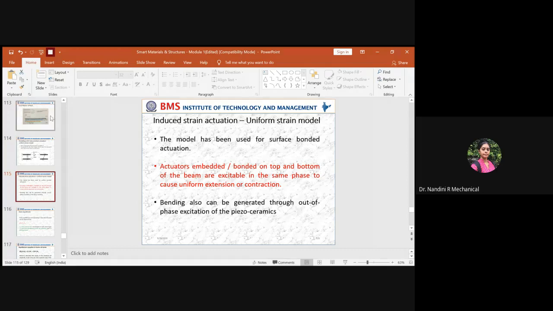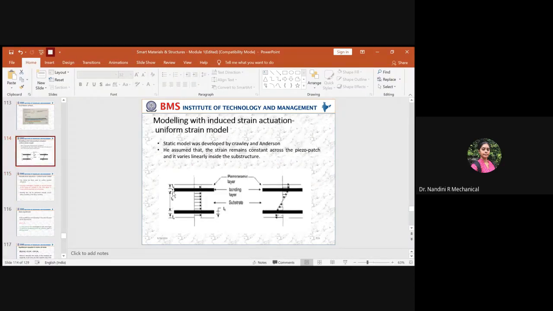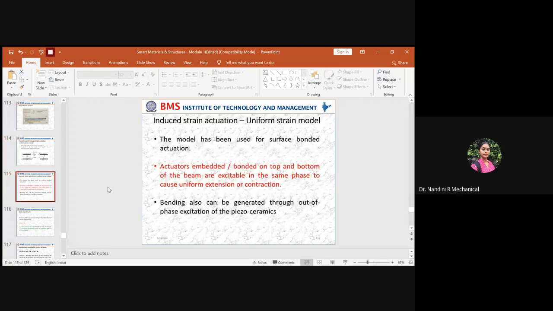So it helps for uniform extension or contraction of the piezo patch along with the structure. If there is no bonding element, then you cannot get a smooth extension or contraction because it will not be sticking. If you have two papers sticking together, then it will be firm enough. If it is not sticking, then there will be no relative motion or grip to get the required extension or compression, and hence they added a suitable bonding layer across the surface of the actuator and the structure.